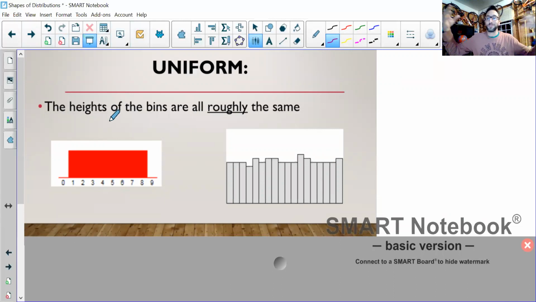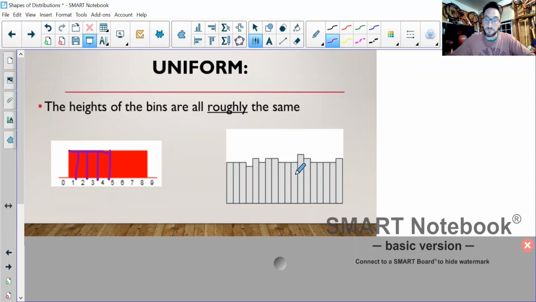So uniform, we all wear a uniform at school. We all look kind of the same. We have all kind of the same clothes on, I guess I should say. So uniform, all the heights are about the same. This graph in red is perfectly uniform. Every single one of these bins is exactly the same height.